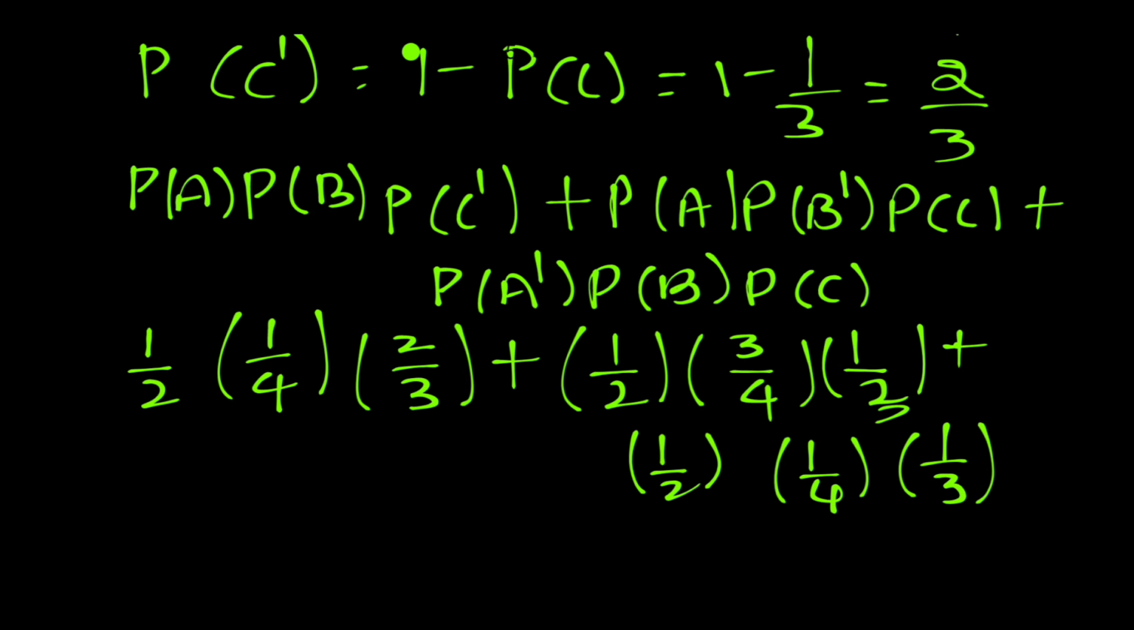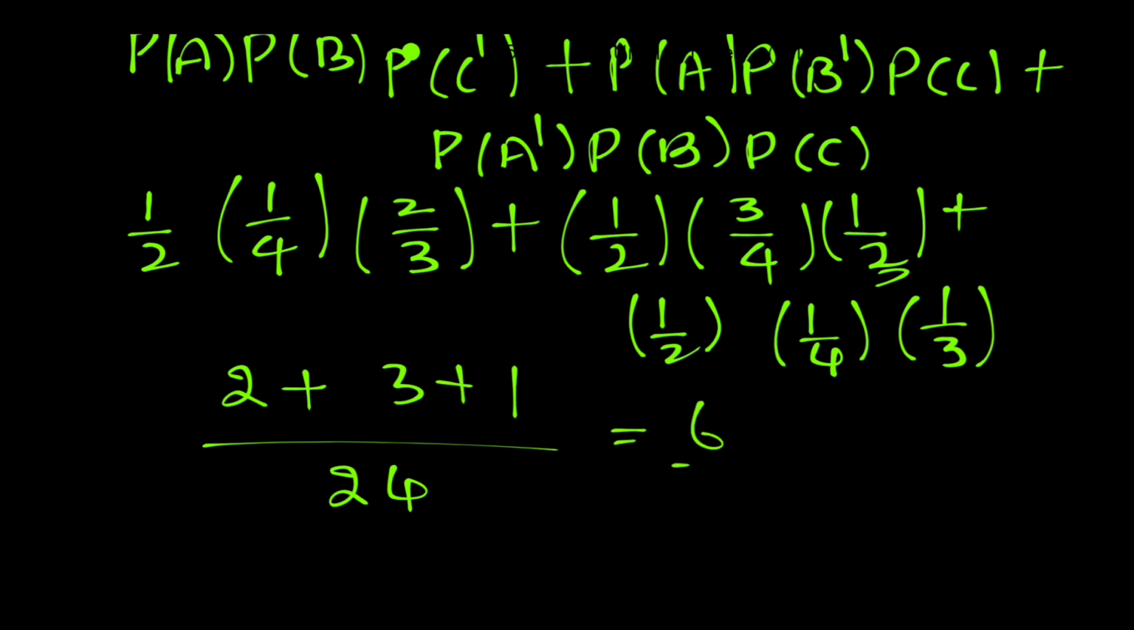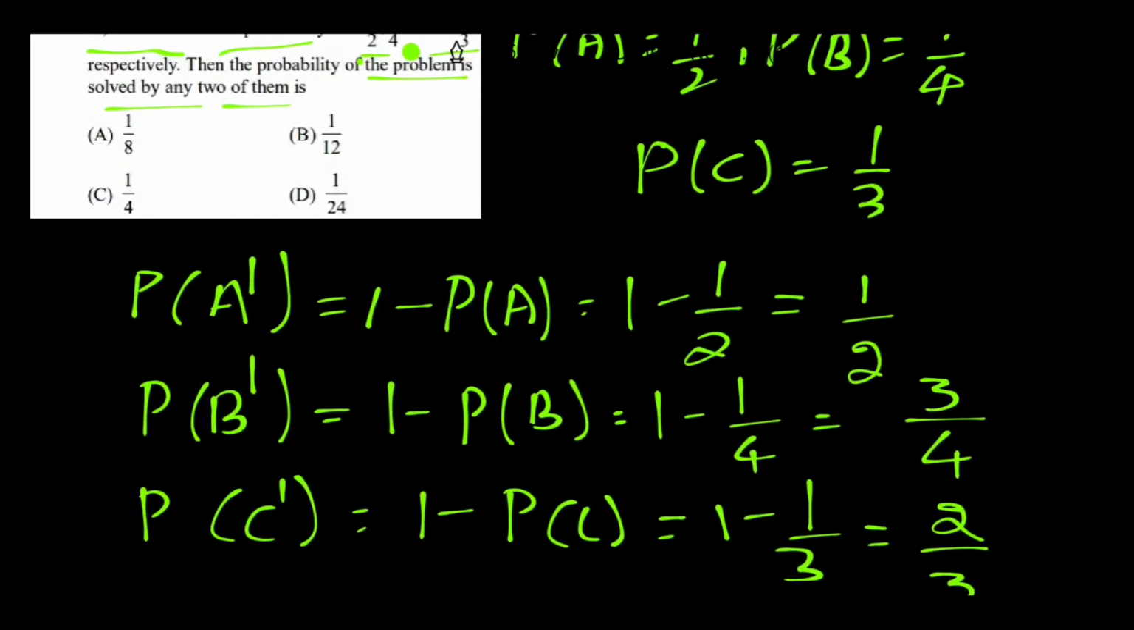So now we have to simplify this. We will get the total LCM as 24. We will get in the numerator 2 plus 3 plus 1, 6 by 24, that is nothing but 1 by 4. So the correct option is C.